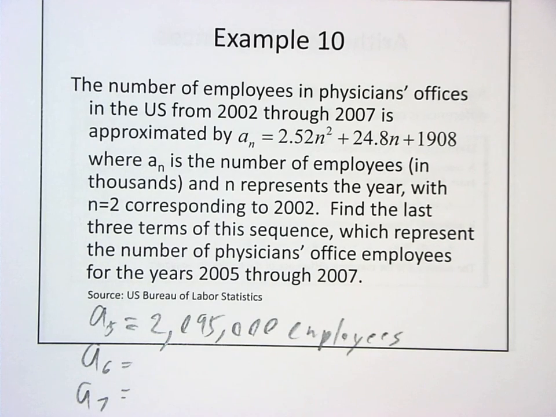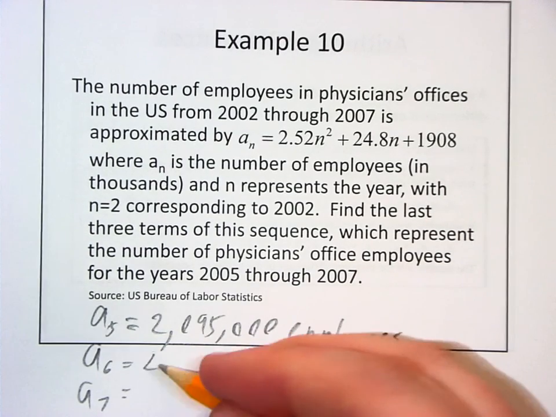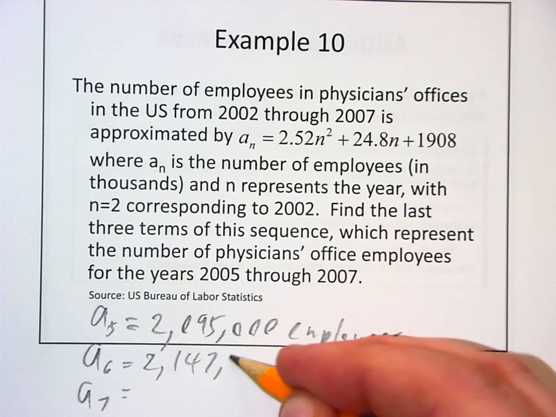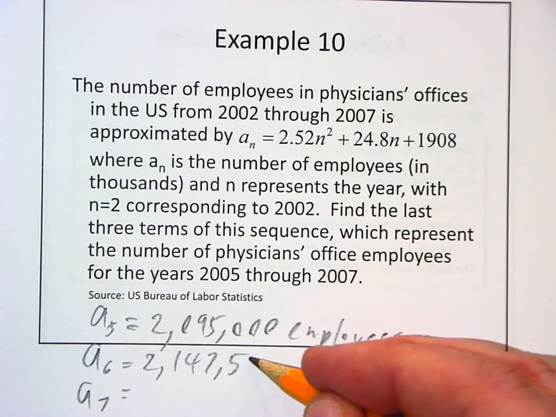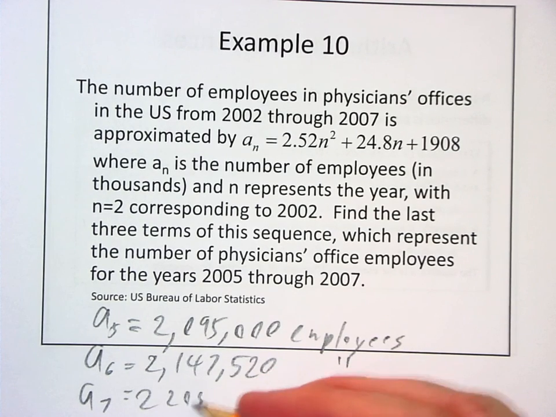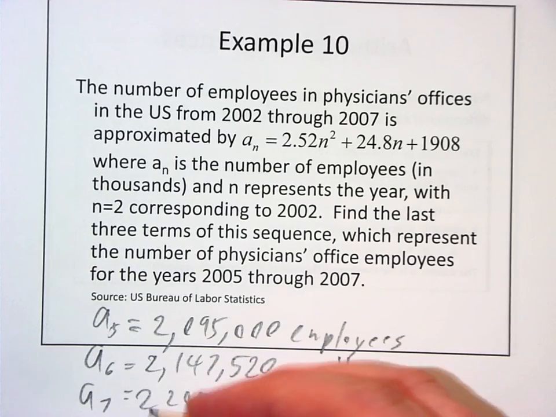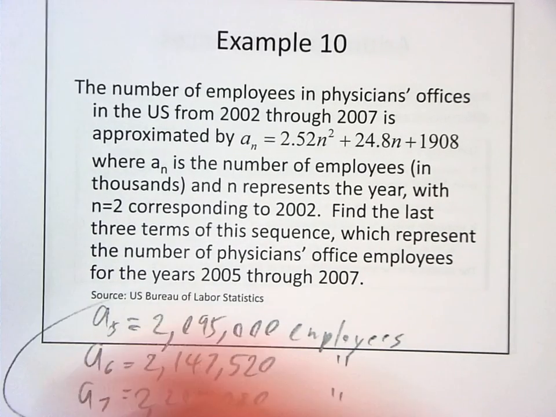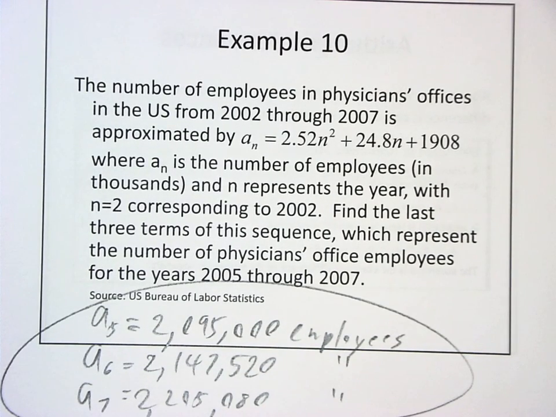What about 2006? 2,147,520 employees, and for 2007? 2,205,080. Make sense? Yeah, watch out on word problems for terminology like that. Make sure you actually give the entire answer.